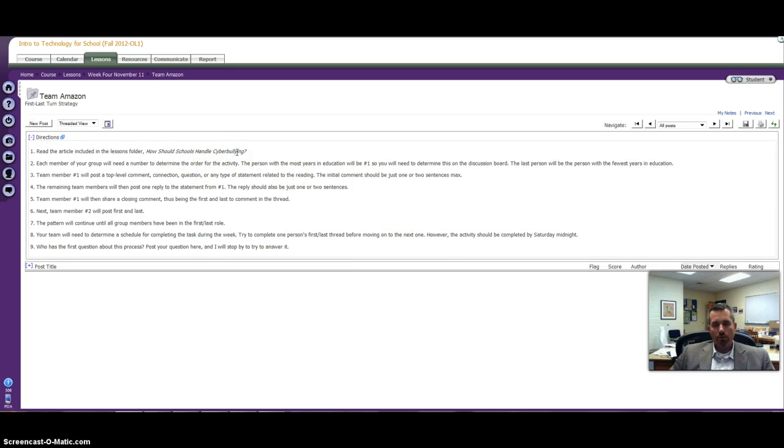First of all, read the article, the one we just clicked on. Second, each member of your group will need to get an order for how this activity is going to take place. And the person with the most years in education will be number 1. That person will go first. And the person with the fewest years in education, that person will be last in line. So first item of business is determine from 1st to either 5th or 6th, depending on how many people are in your group, what your order is going to be, what your number is going to be.